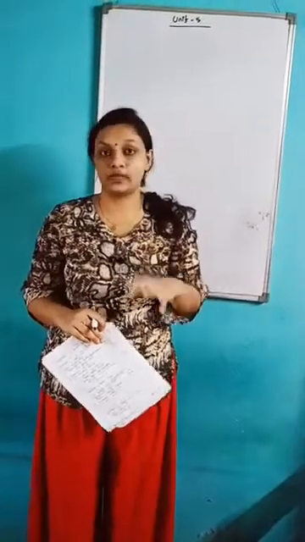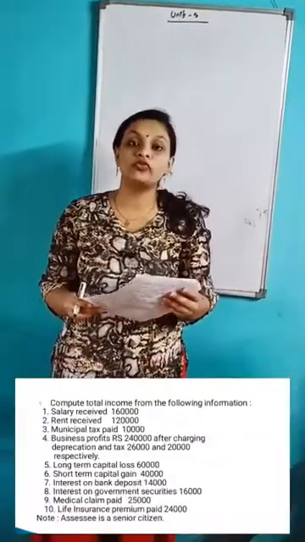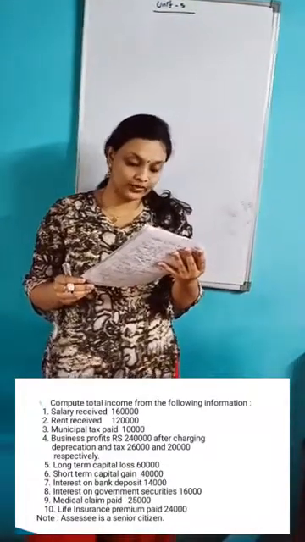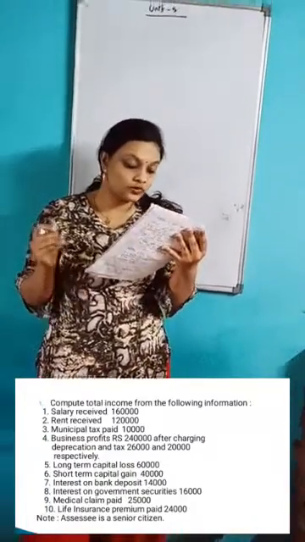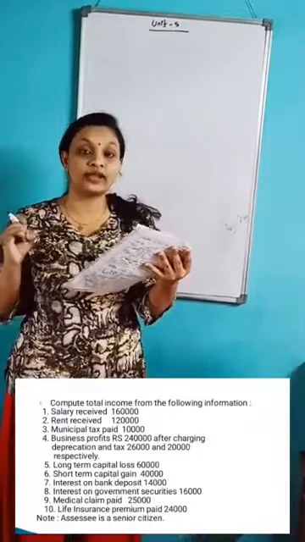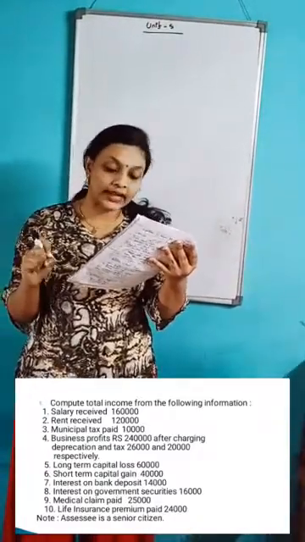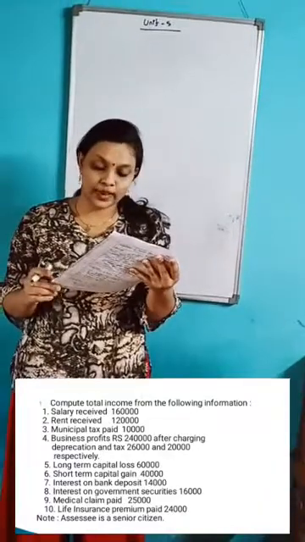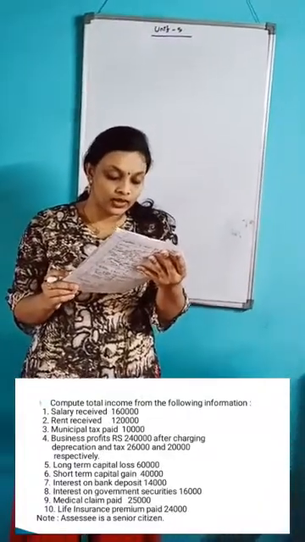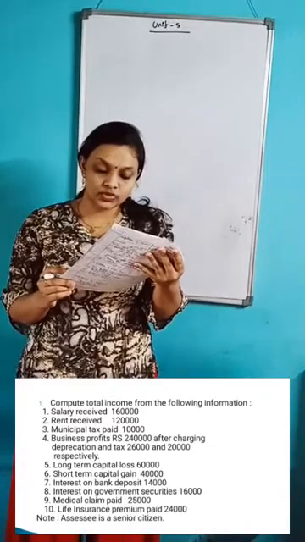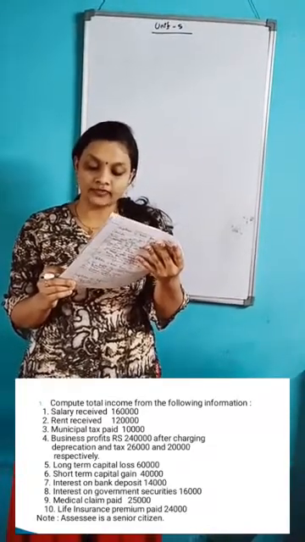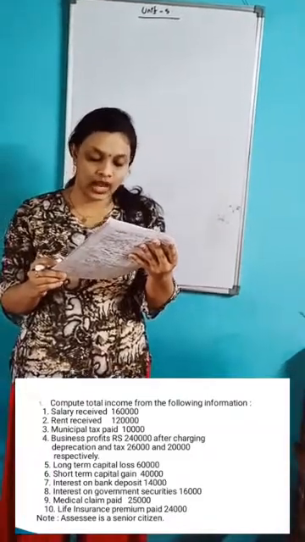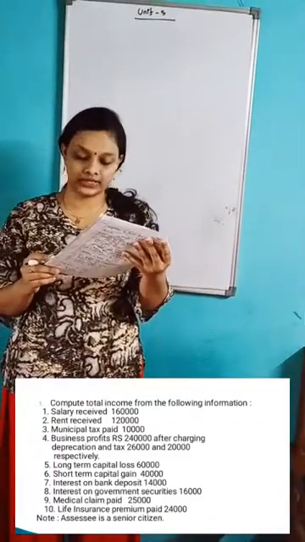Concentrate on problems. Okay, so let's move to a first problem. Compute total income from the following information. First one is salary received 1,60,000, rent received 1,20,000, municipal tax paid 10,000, business profits rupees 2,40,000 after charging depreciation and tax, which are 26,000 and 20,000 respectively.